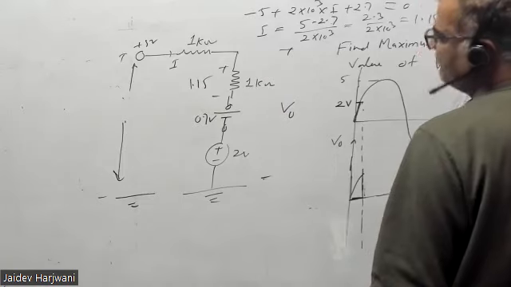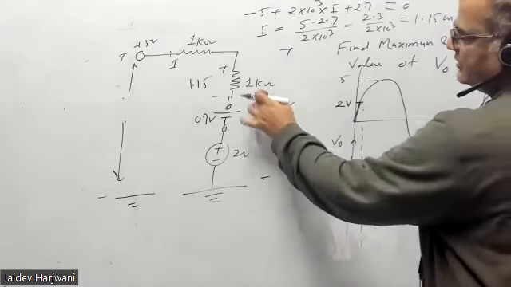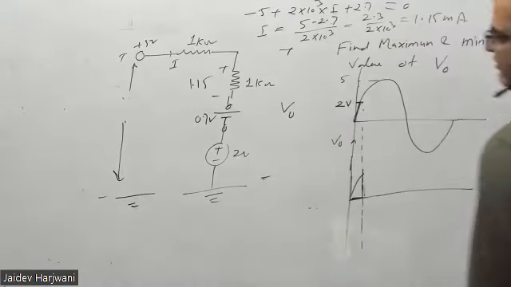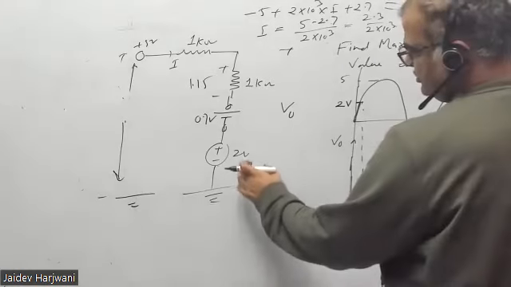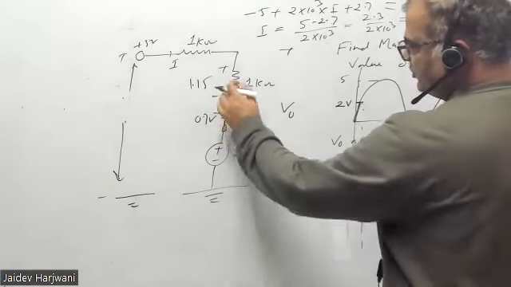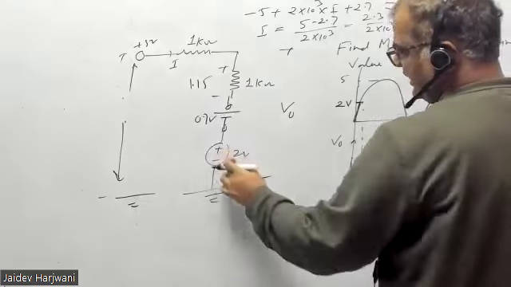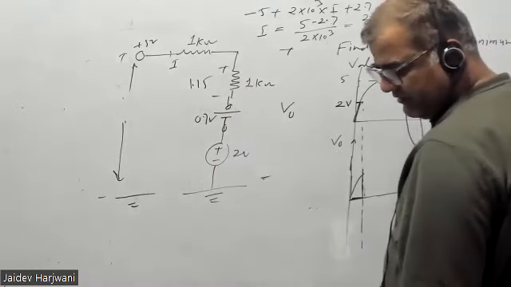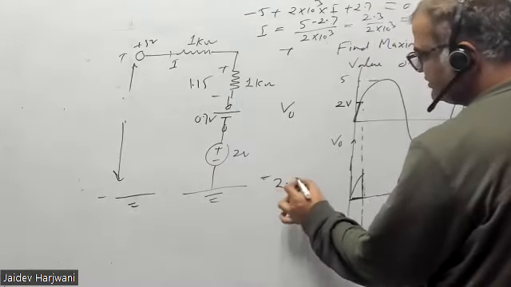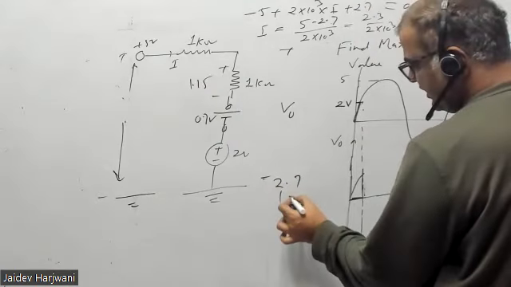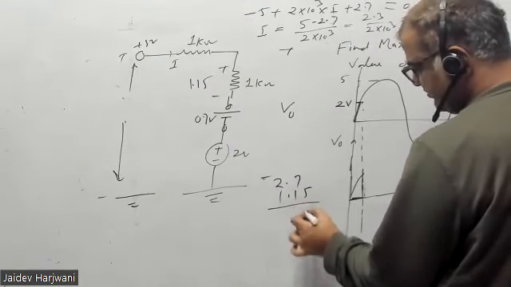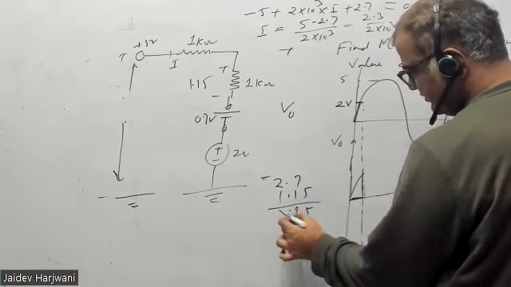I into R, 1.15. The milliampere and the 1 kilo will cancel out, so it will be 1.15 volt. And this is 2.7. So how much will the total come? 1.15 and this 2.7, how much will come? 3.85.